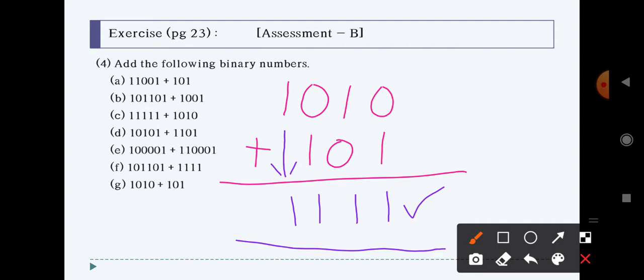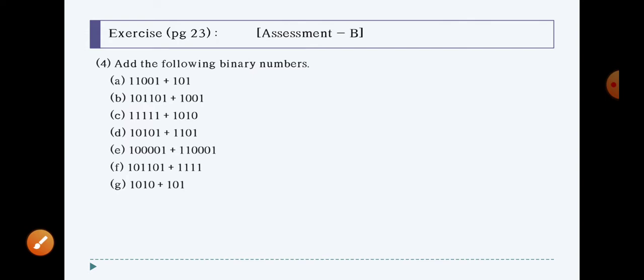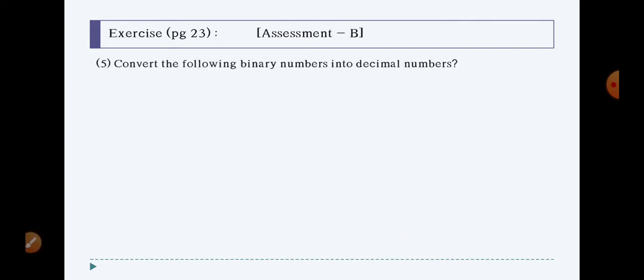Okay, so this is about your fourth question, that is add the following binary numbers. Now the next question we have is convert the following binary number into decimal number. Now you have to do the conversion for the same. Previously in the third question we learned how we are going to convert decimal numbers into binary numbers. Now we have the reverse portion, where you have the binary numbers and you have to convert them into decimal numbers.